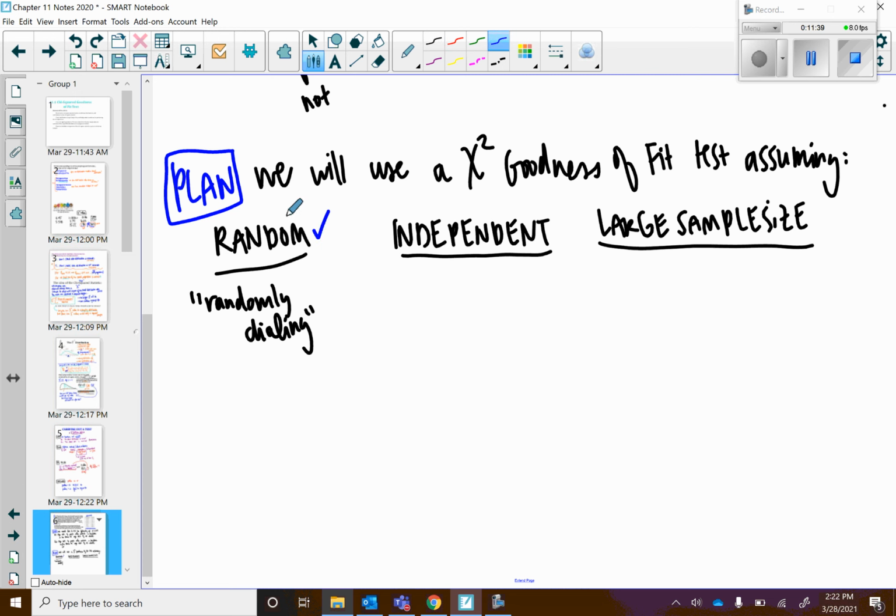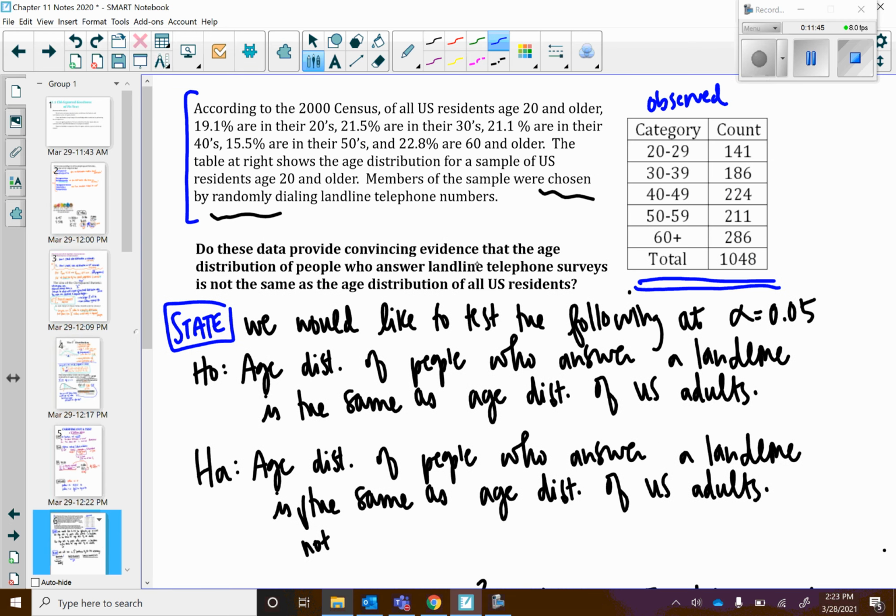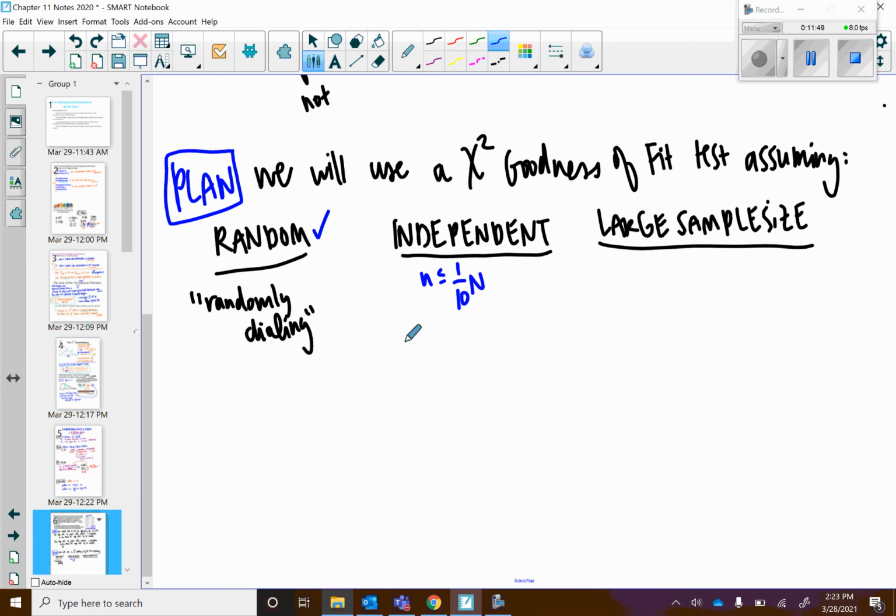Independent. Our sample size is less than or equal to 1/10 of our population. Well, what was our sample size? 1,048. So is 1,048 less than or equal to 1/10 of our population? Are there more than 10,480 US adults? Yes, there are. So we're good on independent.